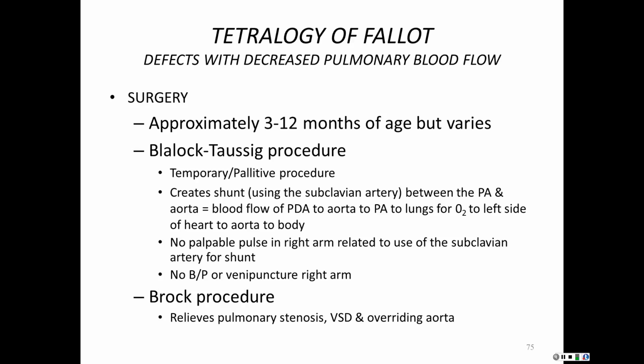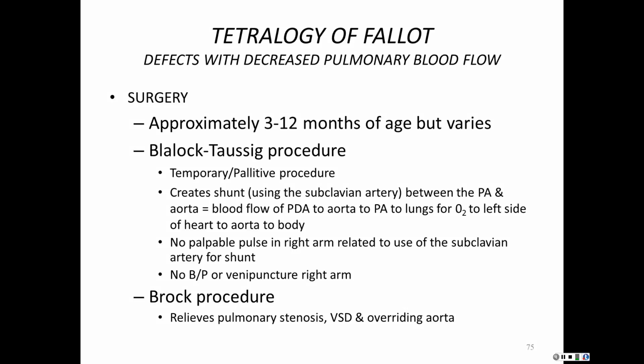One of the things that they'll do is called a Blalock-Taussig procedure. It's temporary and it's palliative. It basically creates a shunt using the subclavian artery between the pulmonary artery and the aorta, which equalizes blood flow from the PDA to the aorta and to the pulmonary arteries for the left side of the heart. When you do that, there's no palpable pulse in the right arm related to the use of the subclavian artery for the shunt, so be aware of that. You don't want to take any blood pressure or venipunctures in the arm. Typically it's the right arm they do for that.